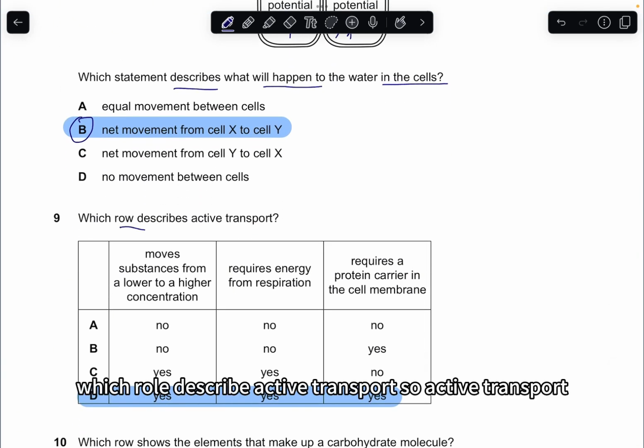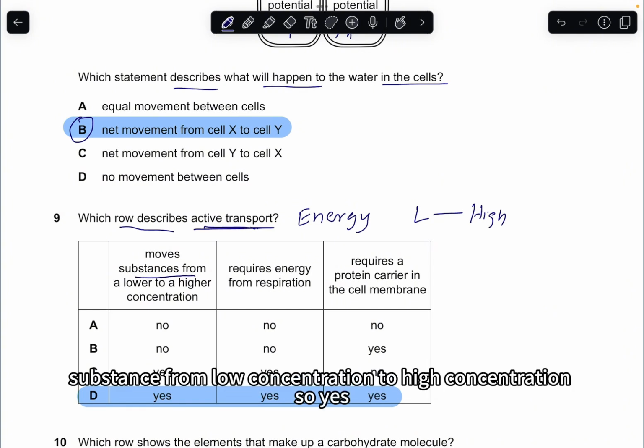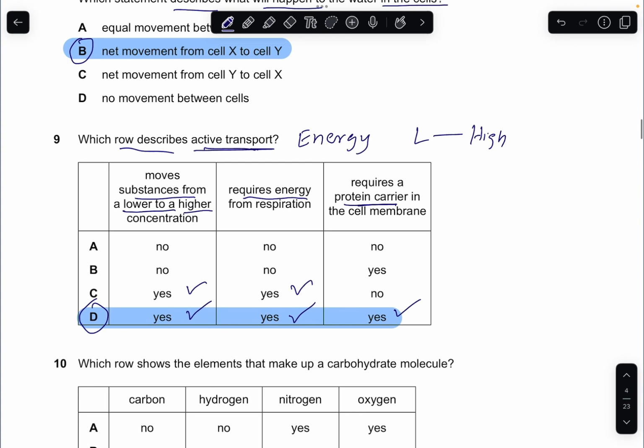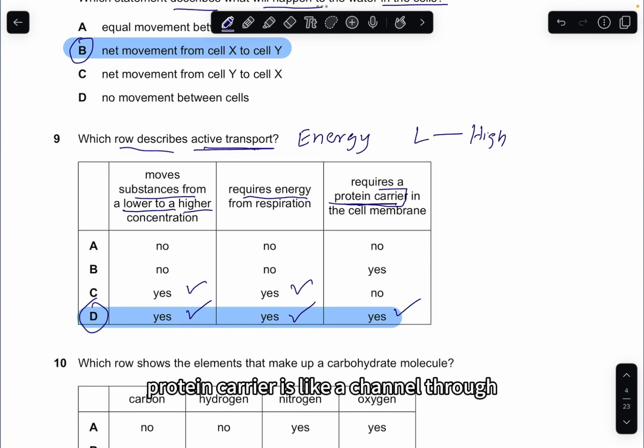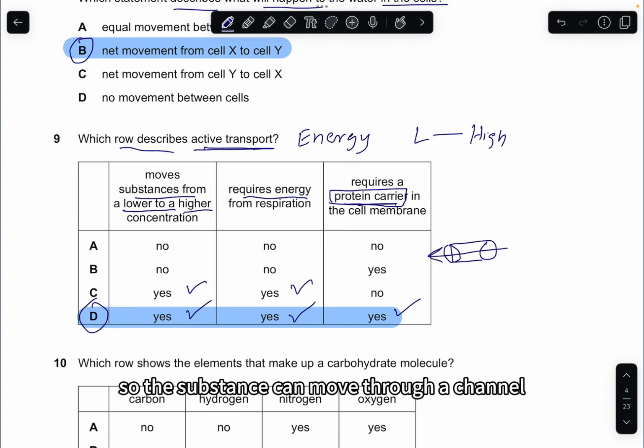Question number 9, which row describes active transport? Active transport, we know it requires energy and moves from low to high. Movement of substance from low concentration to high concentration, yes. Requires energy, also yes. And it also requires a protein carrier, yes. So the answer is D. A protein carrier is like a channel through which a substance can move. It could be a channel like this, so the substance can move through it.